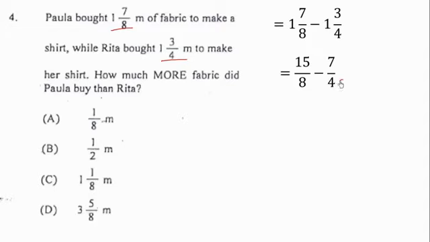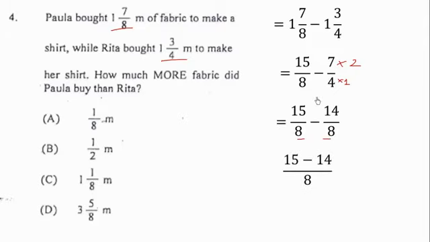Now let's create equivalent fractions. Multiply the numerator and the denominator by 2 to get this. 7 times 2 is 14, 4 times 2 is 8. Now they are the same, so we can write one denominator and subtract the numerators. So 15 minus 14 will be equal to 1 out of 8 meters.